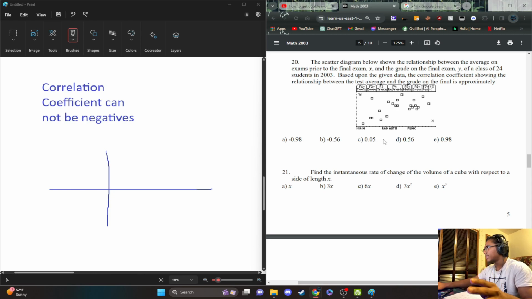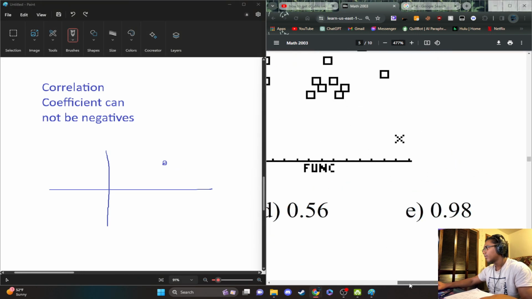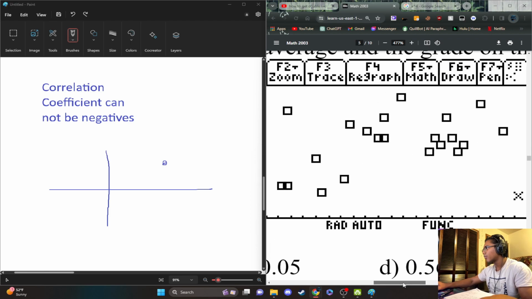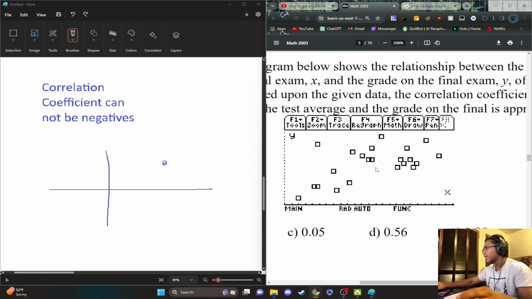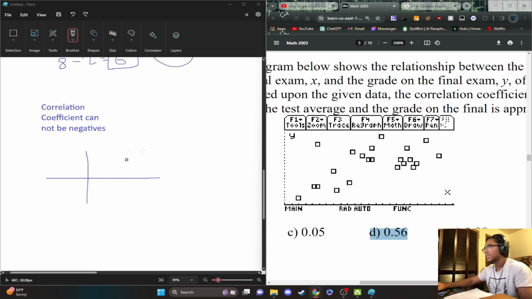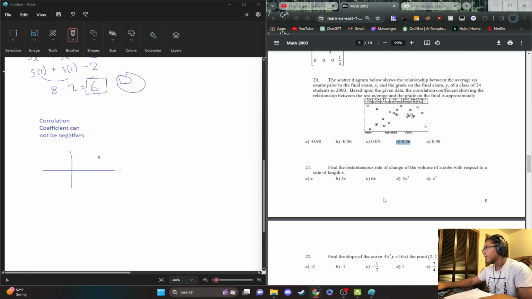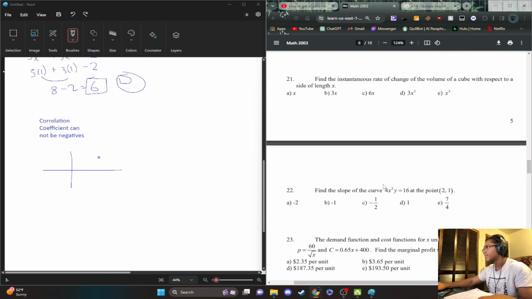Now it can't be C because as you can see right here, there's a bunch of dots on the same spot. What does that mean? It means that there's some type of correlation. It's not everywhere. If it was jumbled up everywhere, then it would probably be 0.5. That's why my only answer I could go with is D. Okay, and that's why the answer is D.